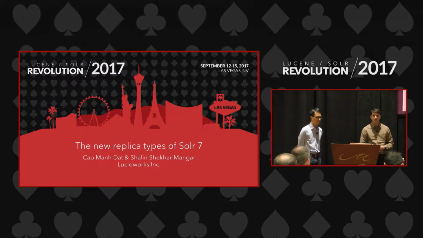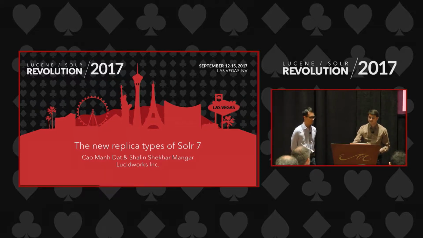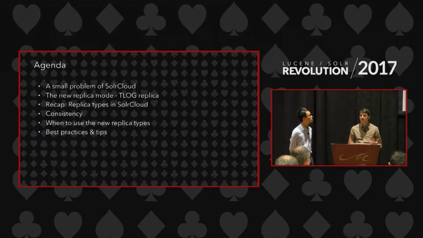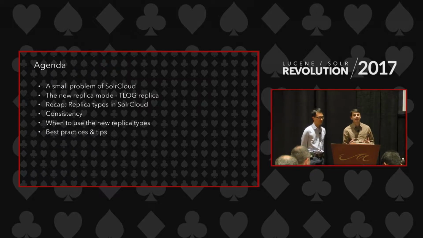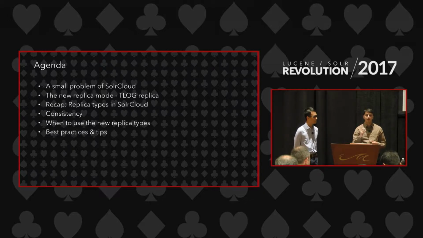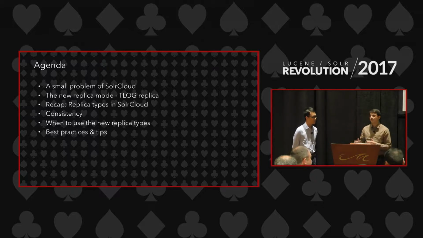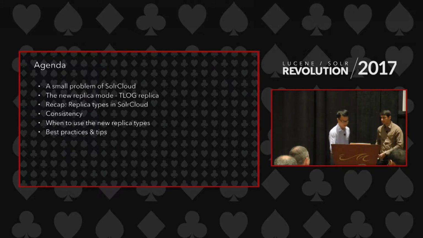It's called the T-log replica, and he's going to talk about the motivation behind it and why we introduced it, what it does, and how it is different from the current SolrCloud replica types. Then we're going to do a very small introduction to the other new replica type, and then talk about the consistency aspects of these new replica types versus what is there right now in SolrCloud. All right, so over to Dart.